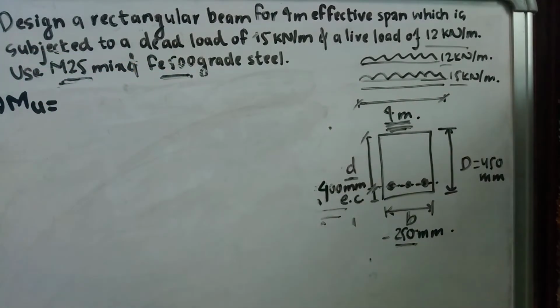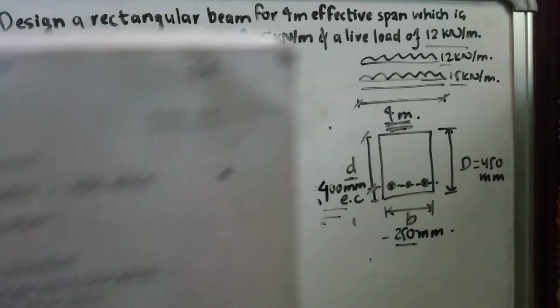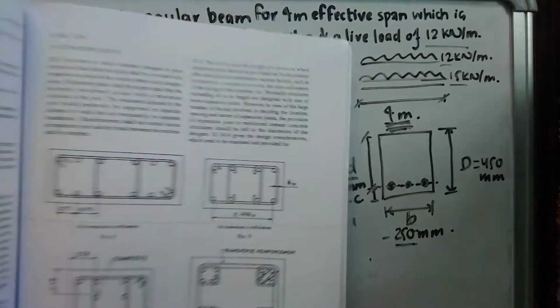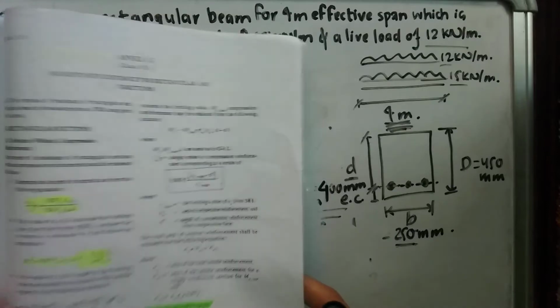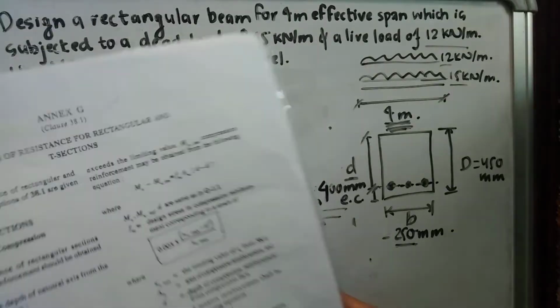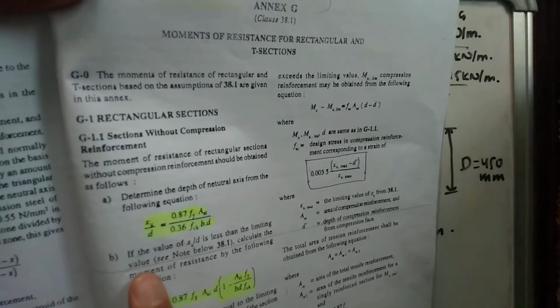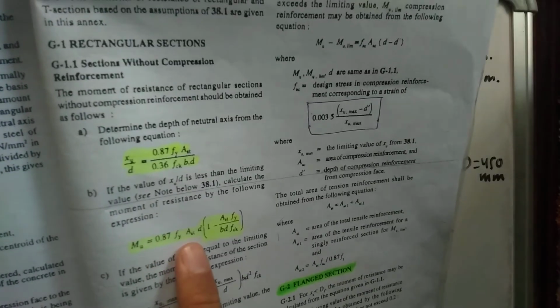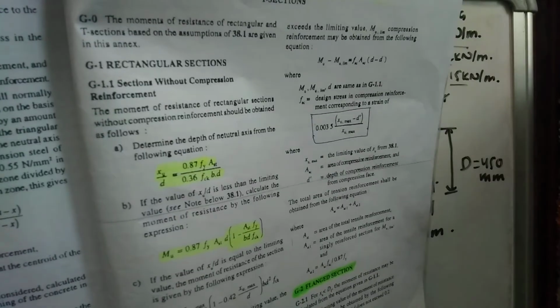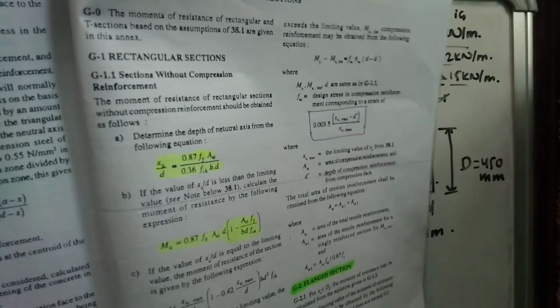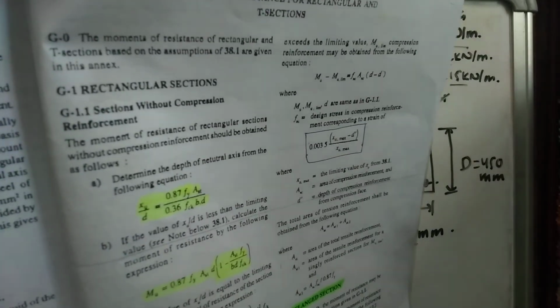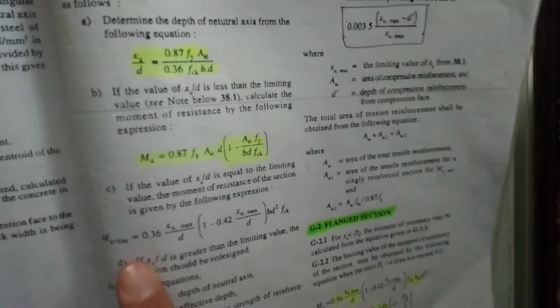Again we are going to follow our code, this time IS 456-2000. If we move to the last page, in Annex G, we have the formula: if the value of x by D is less than the limiting value, which means it is an under reinforced section, we have the value of Mu as 0.87 fy Ast d (1 minus ...). We are going to use this formula of B. If we had a limiting, or balanced section, we would use the formula mentioned in C. Right now we are going to use the formula for our under reinforced condition.